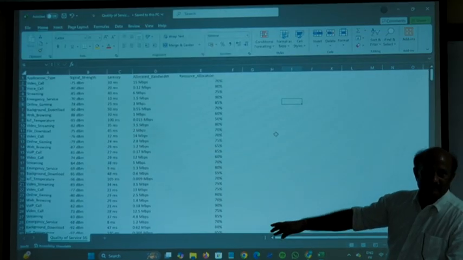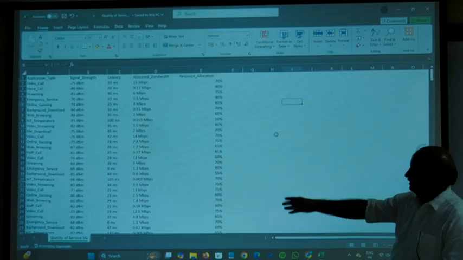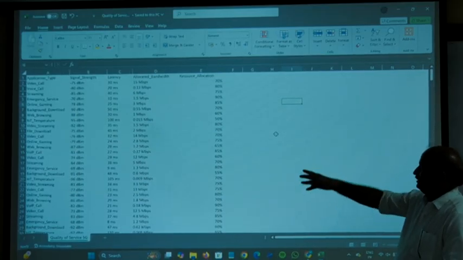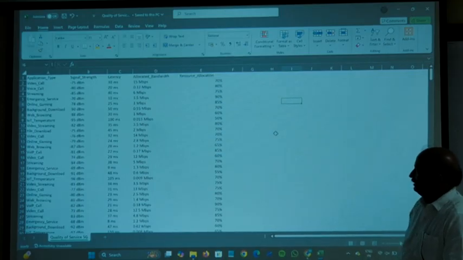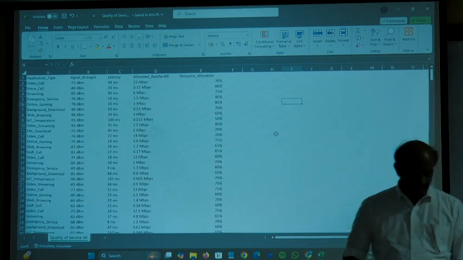Online gaming. There are different types of requests coming in, and there is a signal strength for each one. Based on the signal strength and the latency, the bandwidths are allocated, and you can see that the percentage of allocation is done.